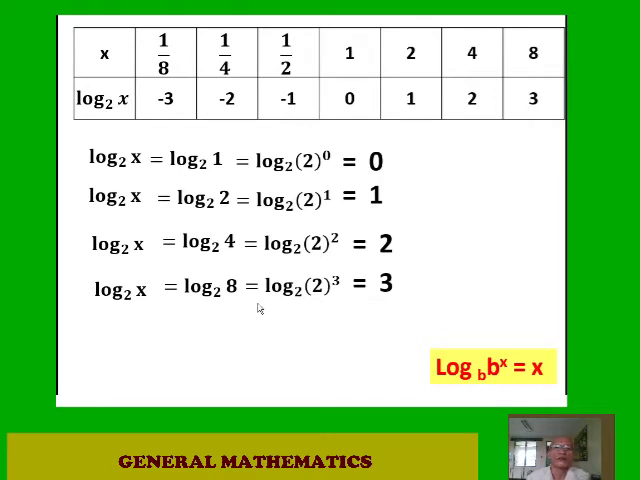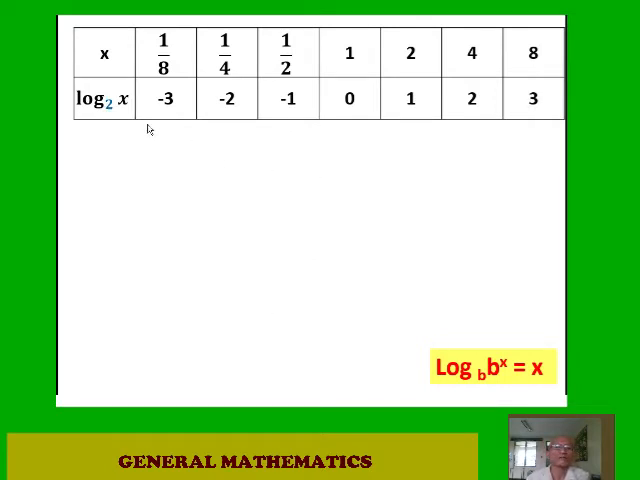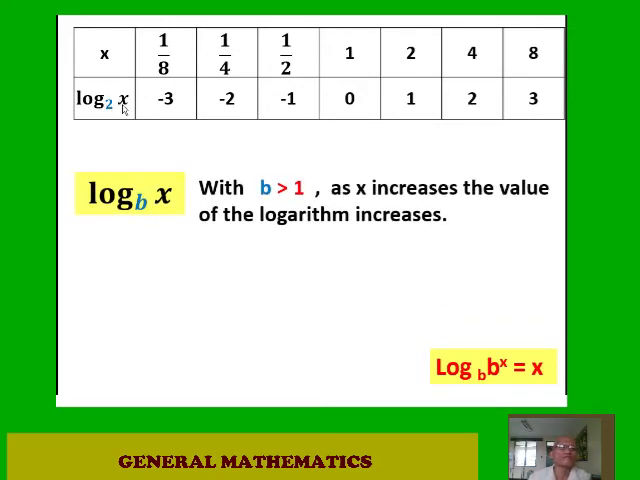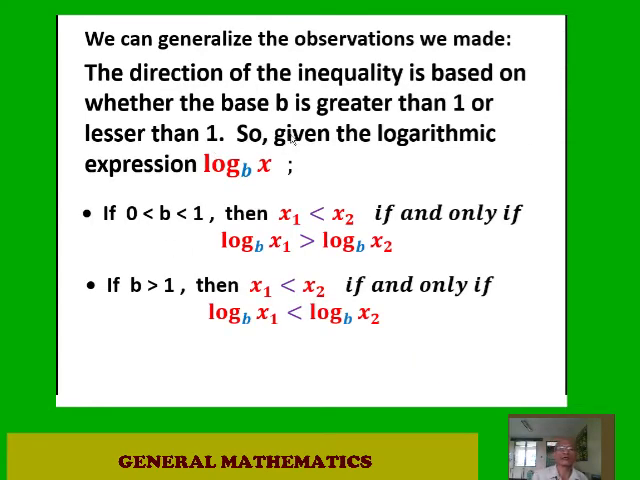Okay? Now, our observation indicates that if the base of the logarithm is greater than 1, as x increases, the value of the logarithm increases also. So with b greater than 1, as x increases, the value of the logarithm increases. So this is our generalization of what we observe in our activity completing the table.